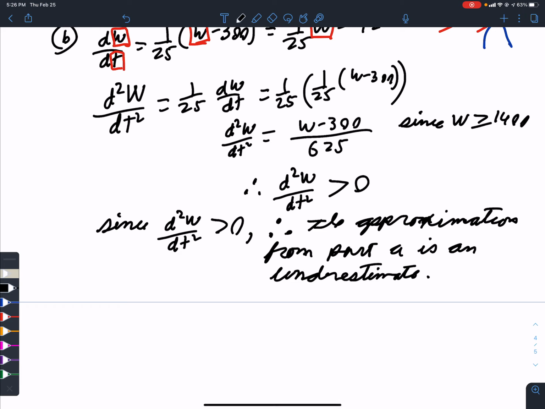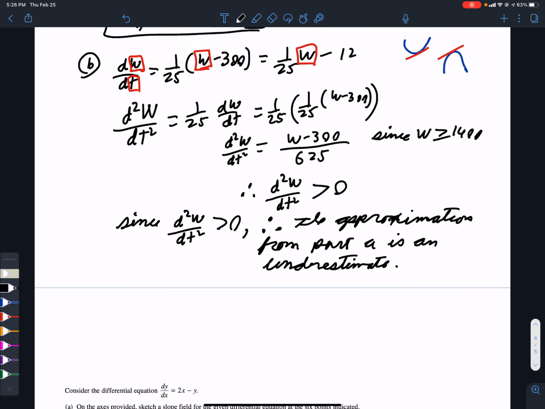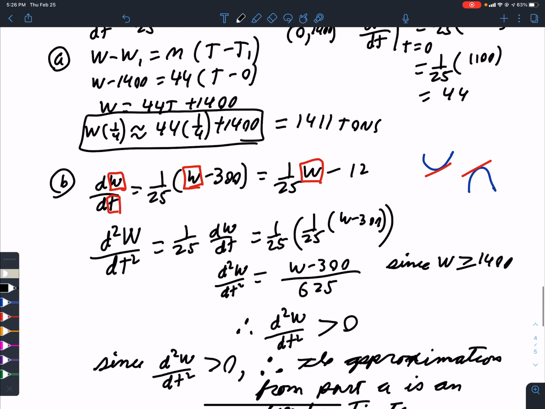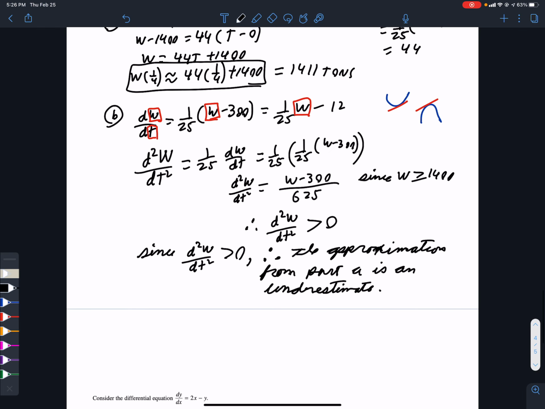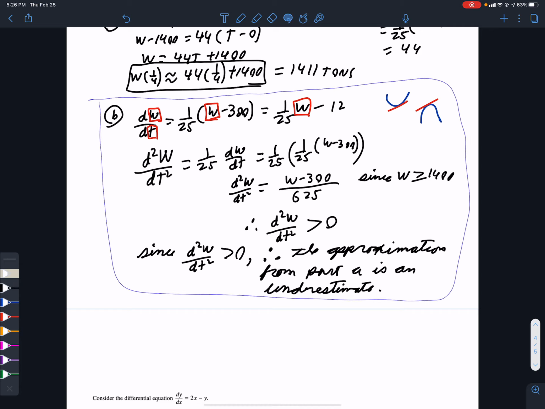Bammo. Done. So that's part B. Okay? So now we're going to move on to part C. You can see probably why this was such a difficult question for so many people. So many subtle things. I'm going to erase some of this so I can do part C. Part C is a bit crazy.